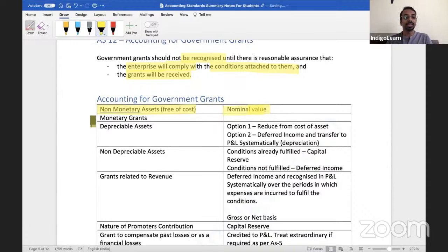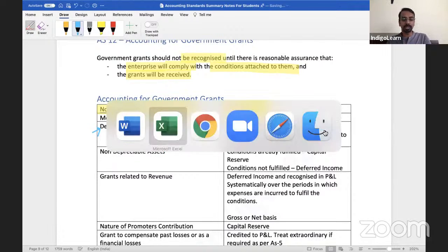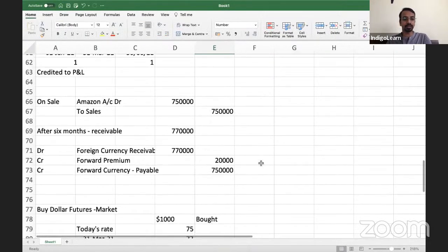Okay. Then there could be monetary grants, actual financial resources being transferred. Now for this, we have to discuss under different heads. So one is with respect to depreciable asset. Now, what is this depreciable asset? How should we account for this? Option number one, reduce it from the cost of asset. So let me just write entries for this.